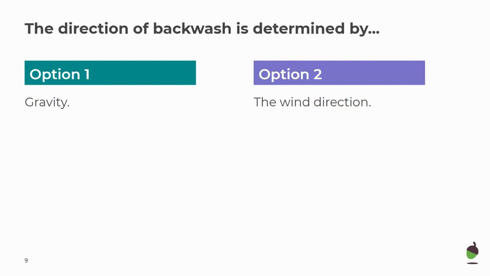The direction of backwash is determined by option 1, gravity, option 2, wind direction. 3, 2, 1, and it is gravity. So the direction of backwash is always at 90 degrees to the beach as a result of gravity.